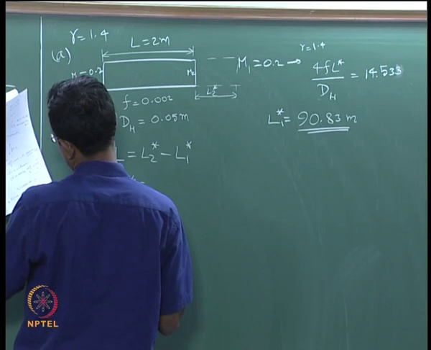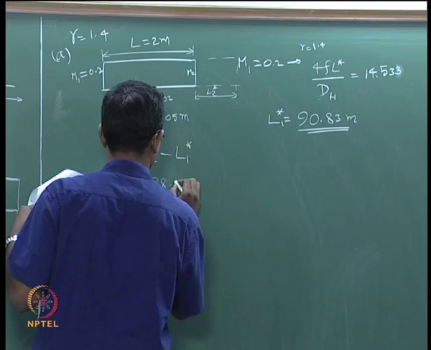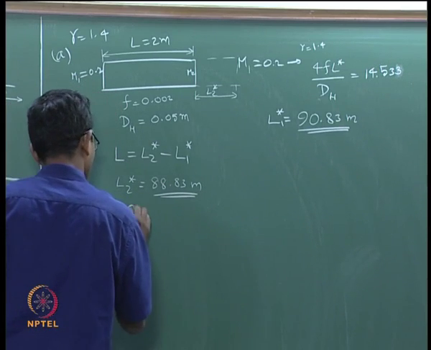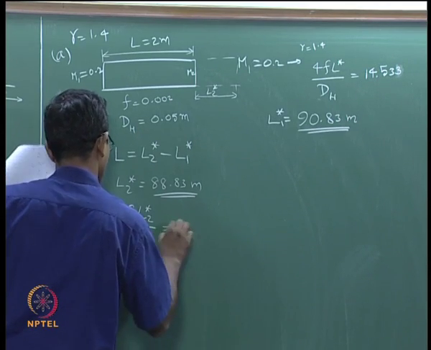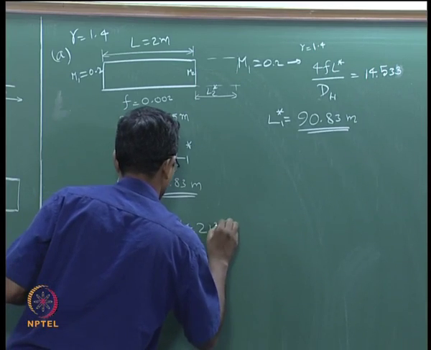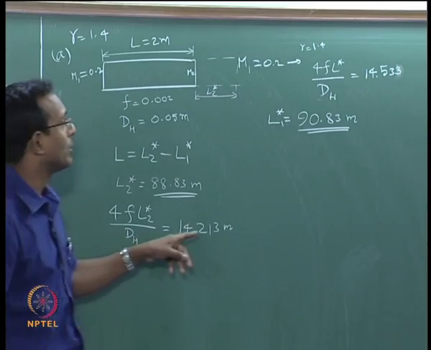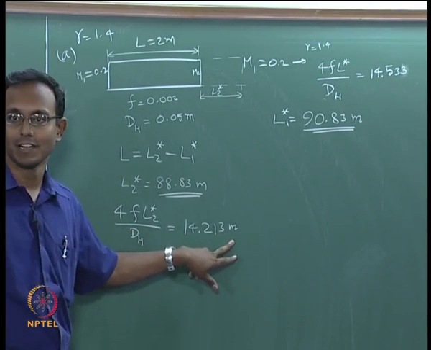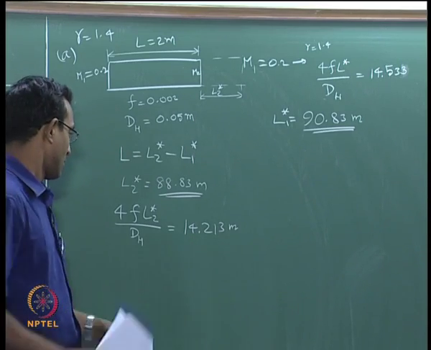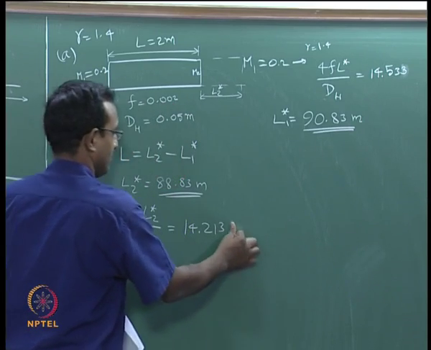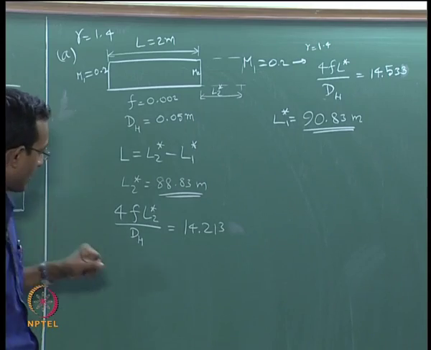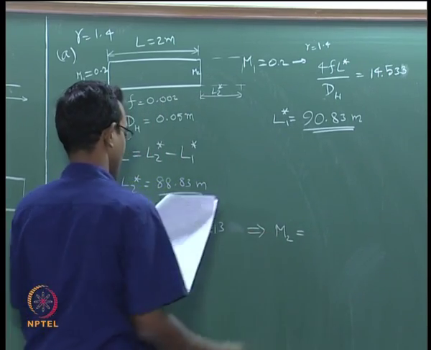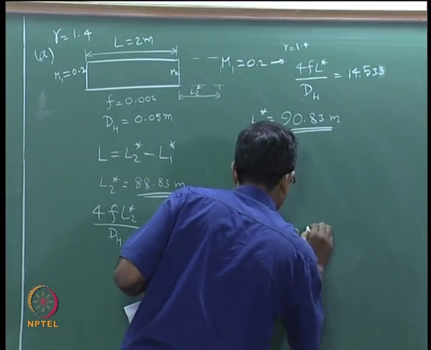L2 star value is 88.83 meters. So I will go and find 4f L2 star by Dh. That comes out to be 14.213. Previously it was 14.533 for M equal to 0.2. From there it has become slightly lesser, that is, the Mach number increased a little bit. I should not be putting meters here, sorry. No units, it is non-dimensional, L by D. So from here I am going to find my Mach number M2. This will give me an M2 of 0.208.